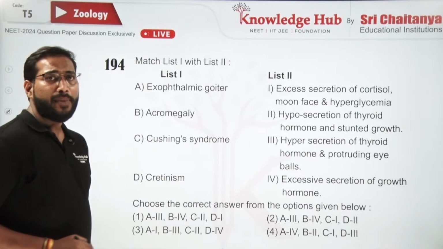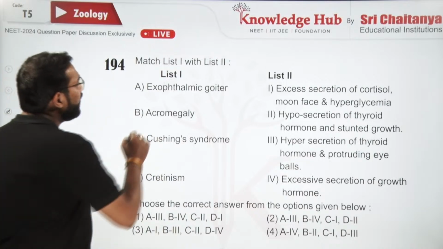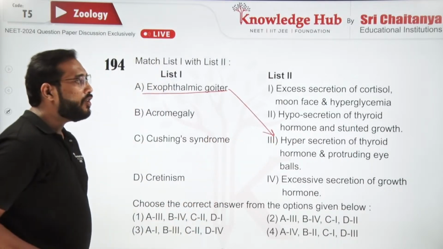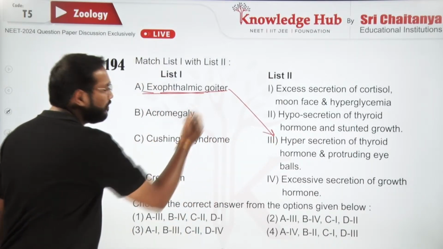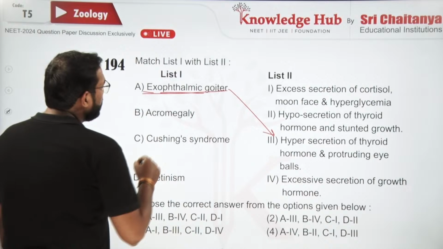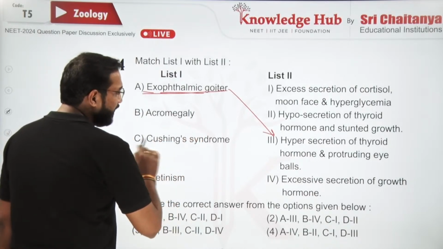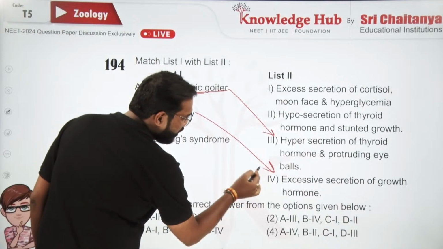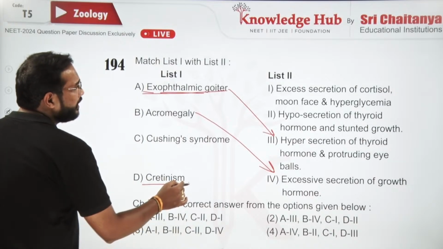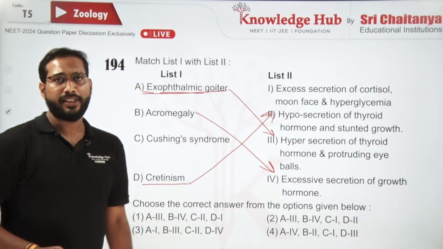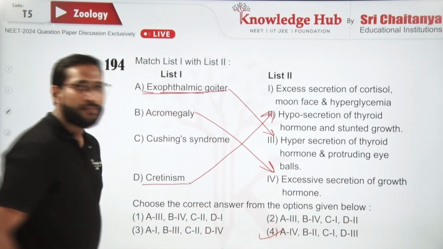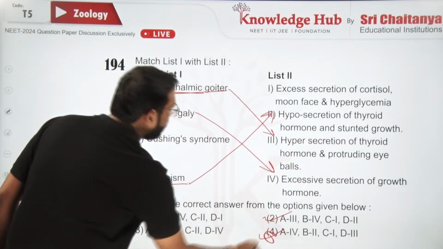Again, we have another kind of match the following question. So here you see exophthalmic goiter, right? Exophthalmic goiter is occurring due to hypersecretion of thyroid hormone and protruding eyeballs. Exophthalmic means the eyeballs start to protrude out from the eye sockets. Then you have acromegaly. If you see here, excessive secretion of growth hormone in adult stage, right? Then Cushing syndrome and cretinism. Cretinism is straightforward. Hyposecretion of thyroid hormone and stunted growth, right? So what are you getting from here? A to 4, right? So A to 4 straight away. Sorry, A to 3, not 4.